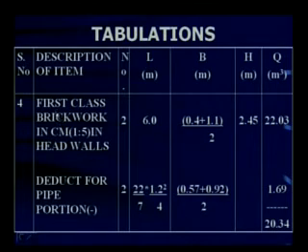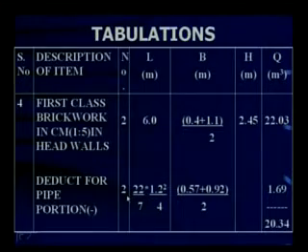Now, this is how we tabulate it. First class brickwork in cement mortar 1:5 in head walls. You have two head walls. The length of the head wall is 6. I told you that I have taken the average of the top and base width of the embankment. This is B. And the total depth of embankment or height of embankment is 2.45. It comes to 22.03.